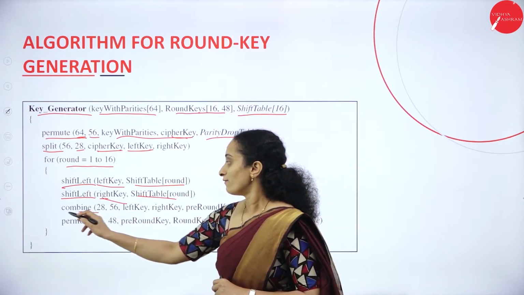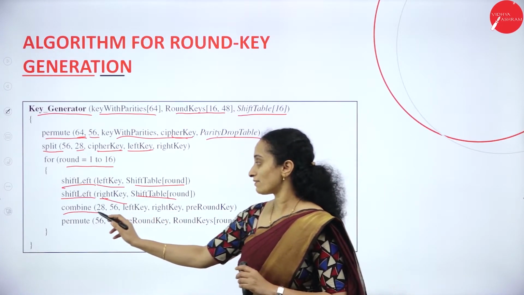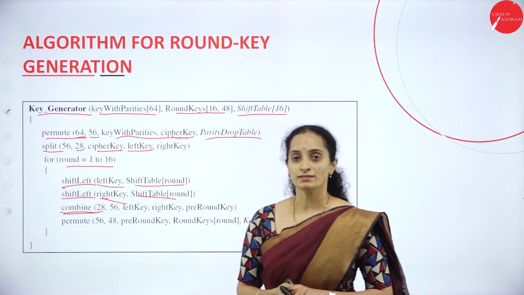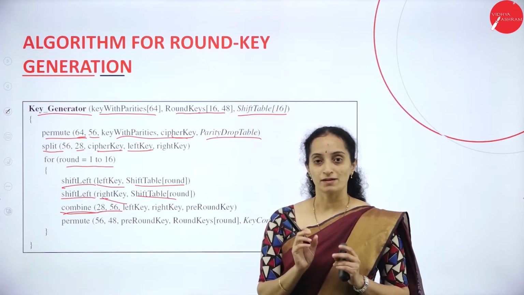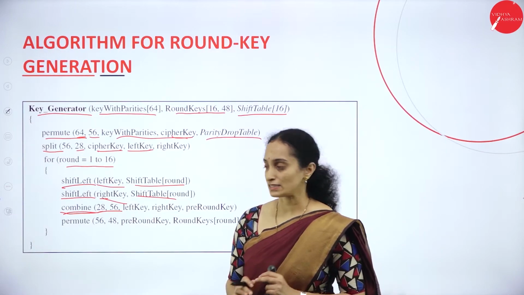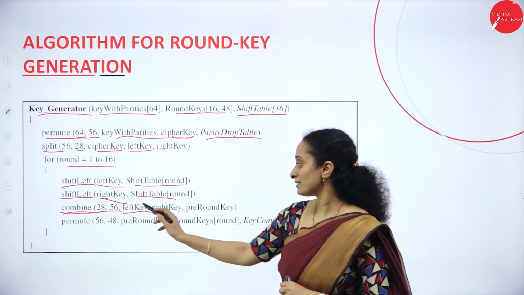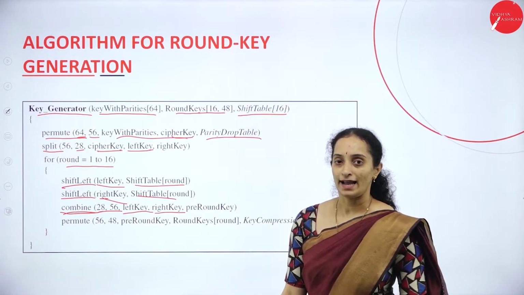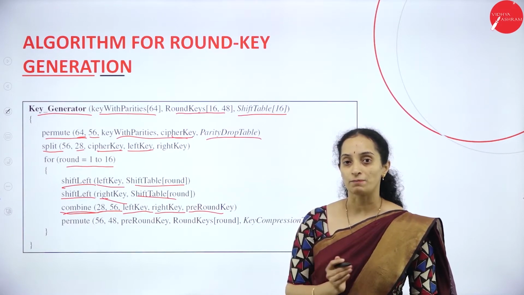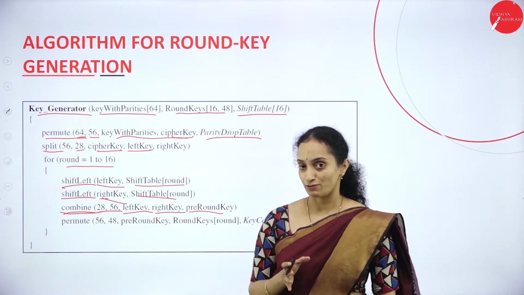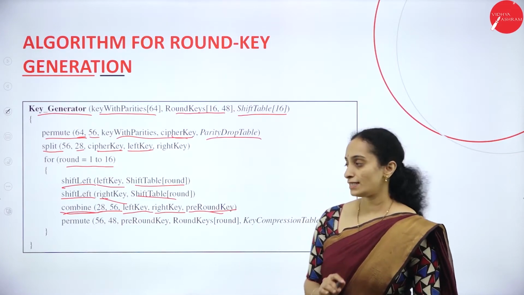Now once the shift left operation is over, the next function we call is the combine function. The combine function combines the 28 bits back into 56 bits by combining the data from the variables left key and right key into the pre-round key. Before applying the compression, there will be a pre-round key.